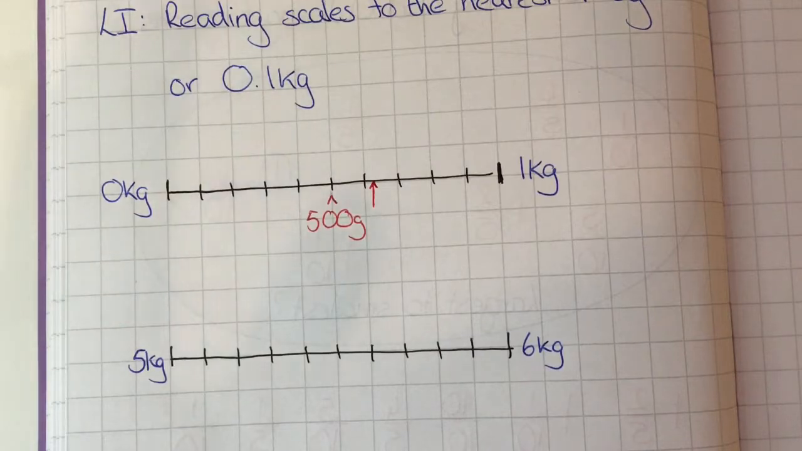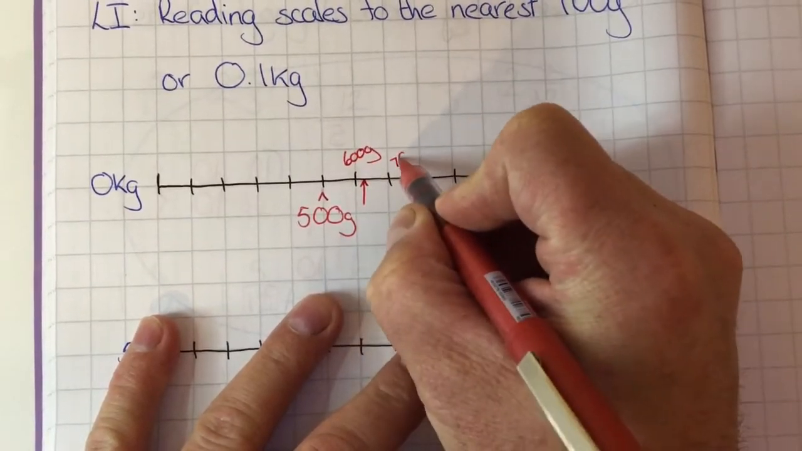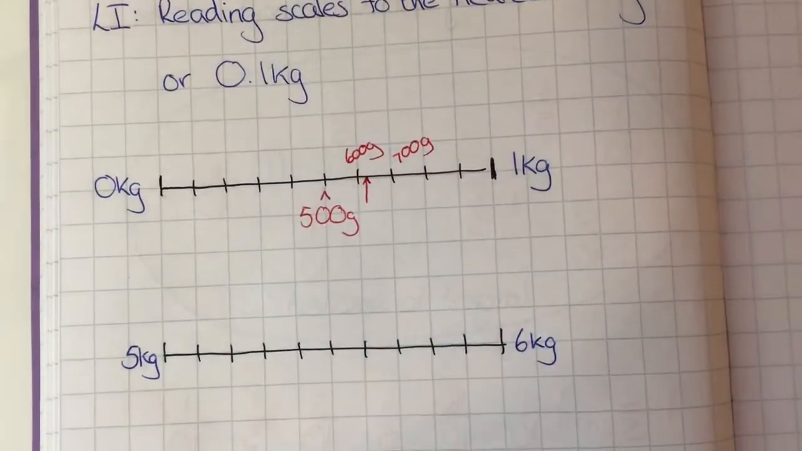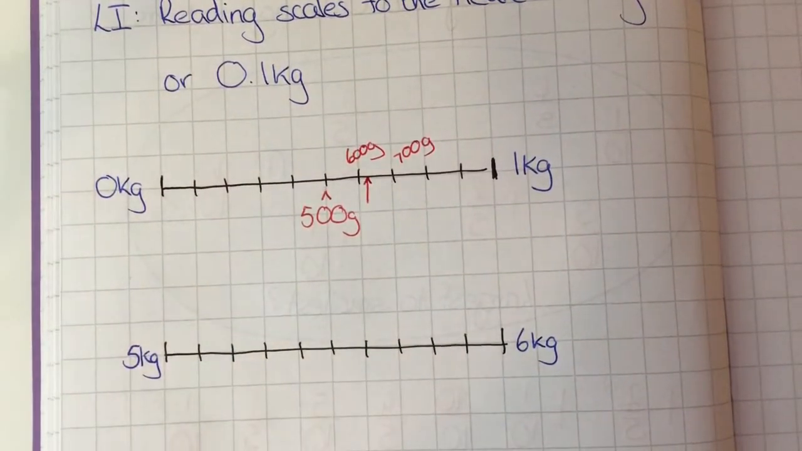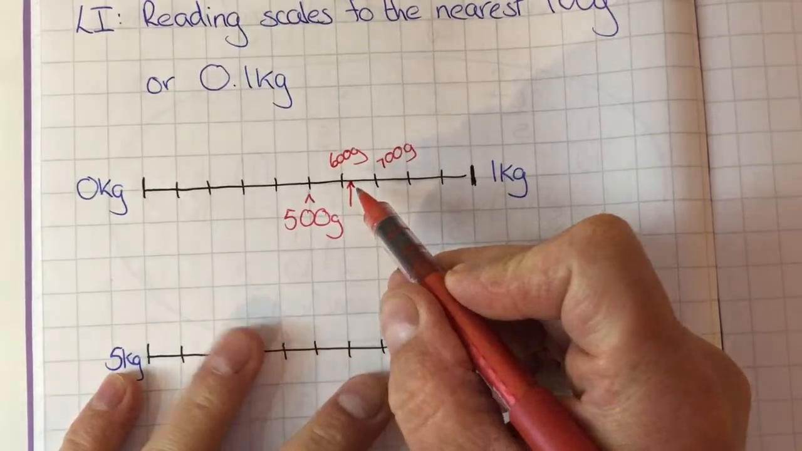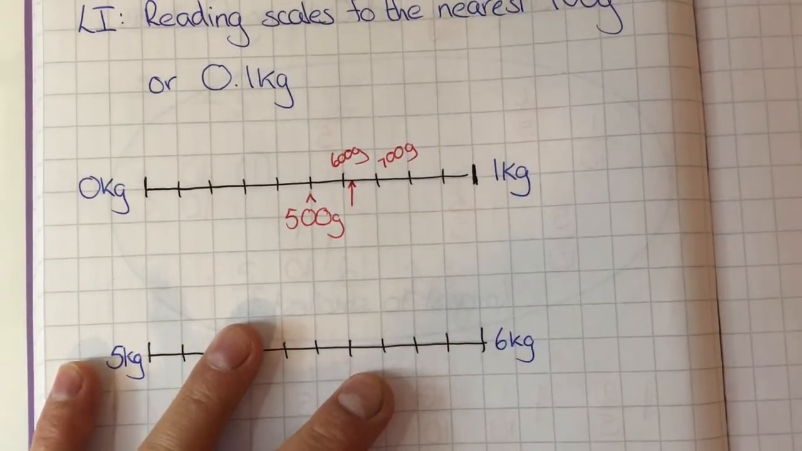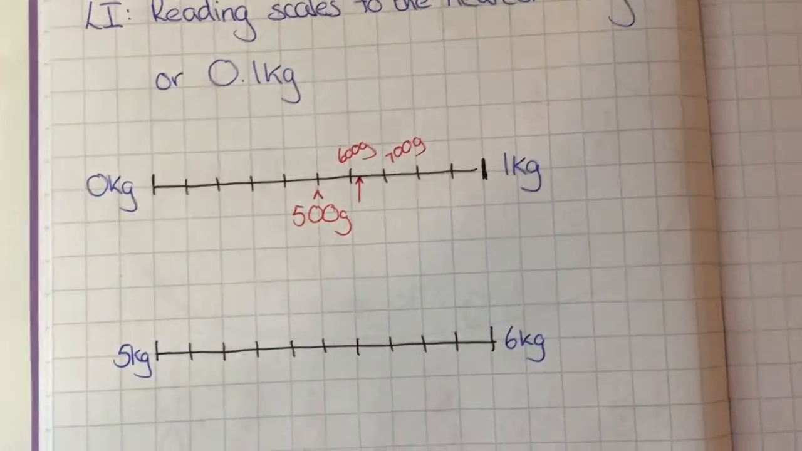This arrow is in between what two markers? Hopefully you would have answered 600 grams and 700 grams. Now I need you to look carefully at it because it's definitely in between 600 grams and 700 grams. So questions you might get are like this. Is it near to 600 grams or 700 grams? What 100 grams would it be closest to? Hopefully if you take a look at it, you can see that it is actually closer to the 600 than the 700. So your answer would be it is nearer to 600 grams.